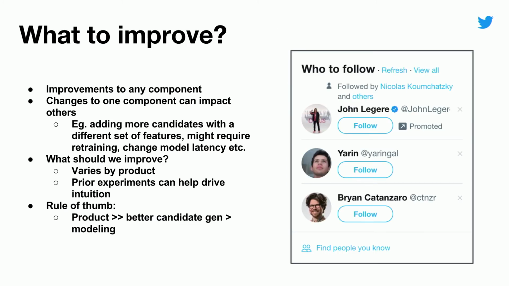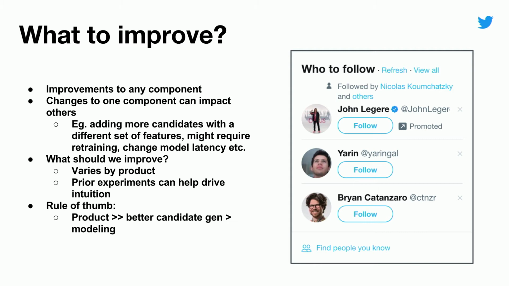And how do you determine what you want to improve? Do you want to improve your model? Do you want to improve your candidate generation? What do you improve when you work on these products? Improvements to any component can improve the overall metrics and the overall recommendation system. And one complication is that changes to one component can impact others. For example, adding more candidates with a different set of features will require you to retrain and maybe change your model latency, and change the behavior of the recommender system in general.